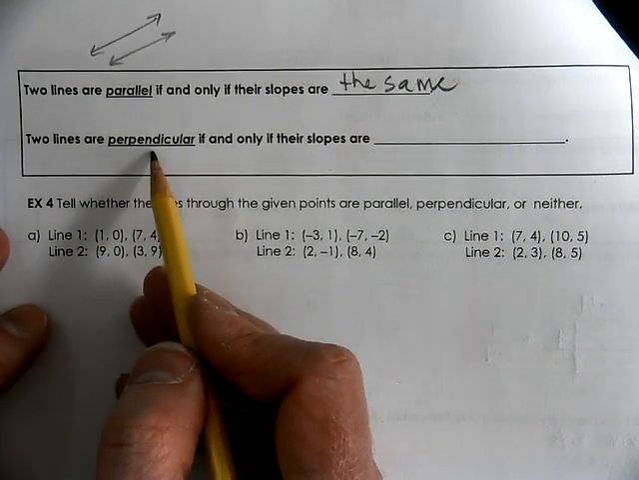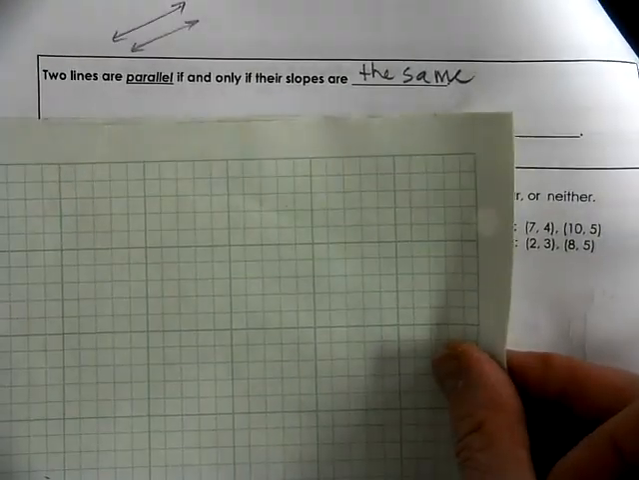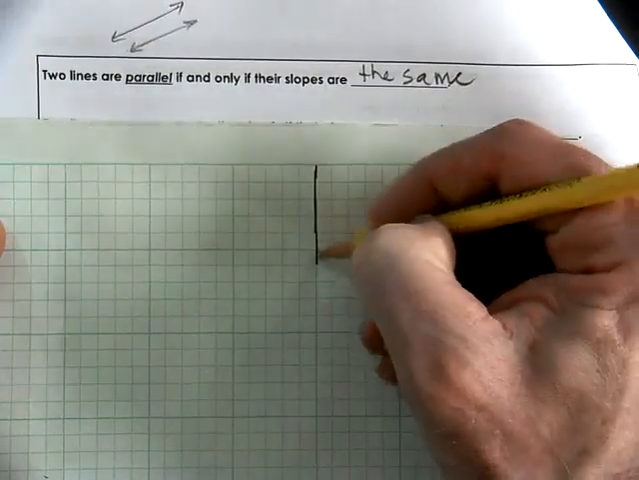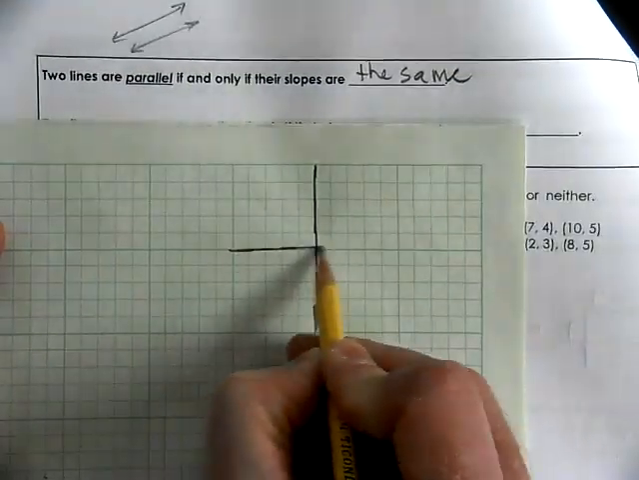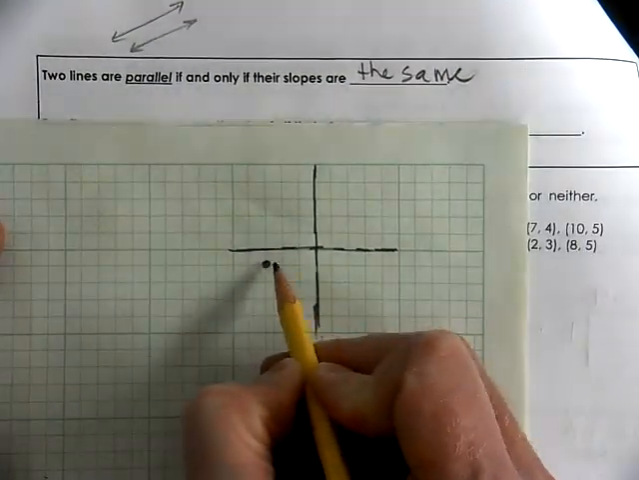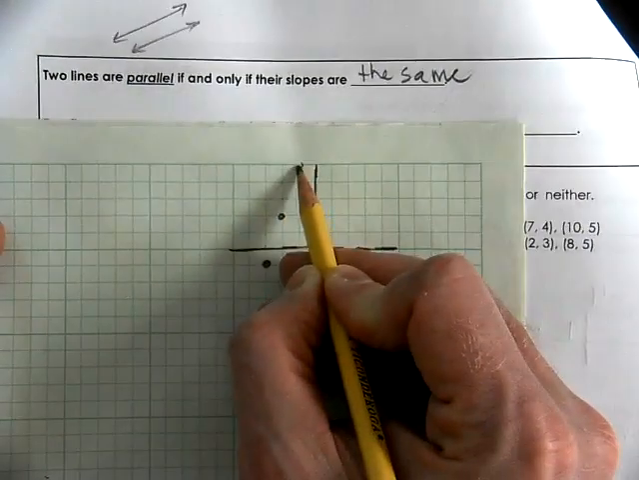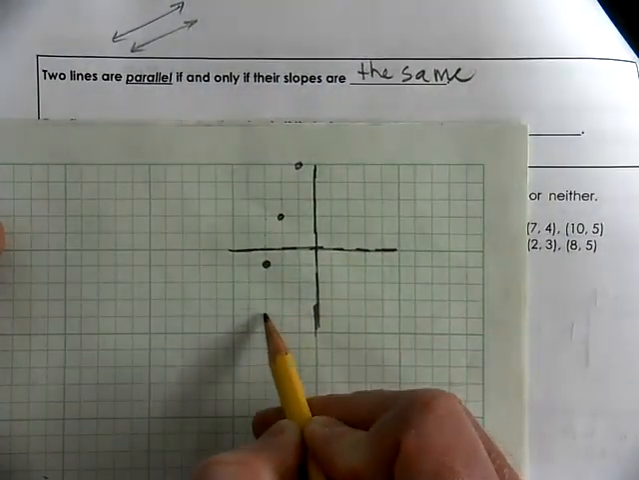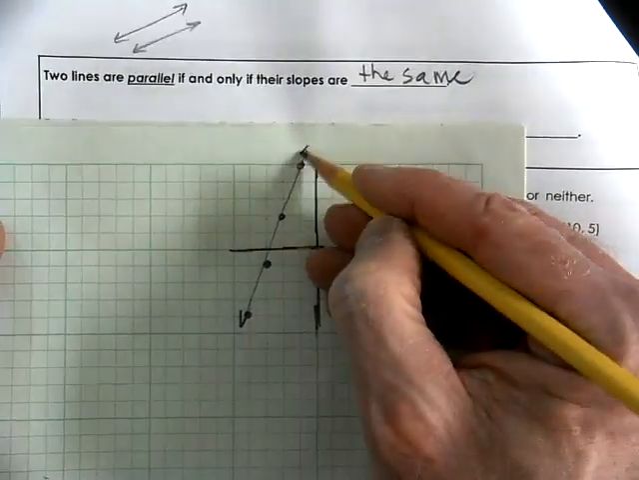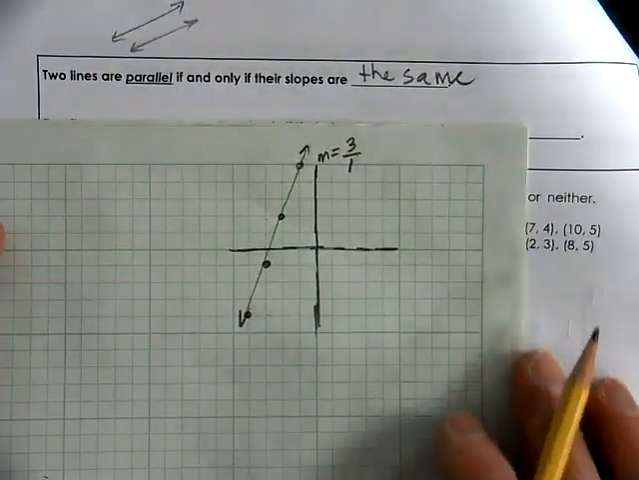Two lines are perpendicular. Let's give this a try. Two lines are perpendicular. So if I have a point and a slope of rise up 3 over 1, up 3, over 1, and down 3, backwards 1, I have this line with a slope of rise over run, 3 over 1.